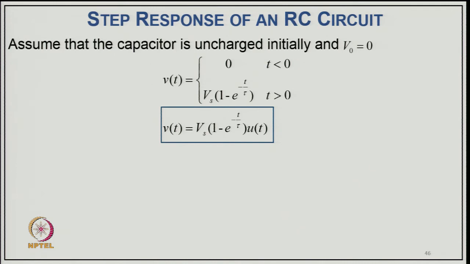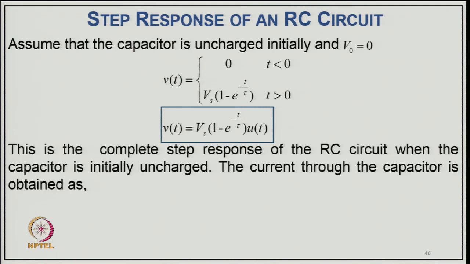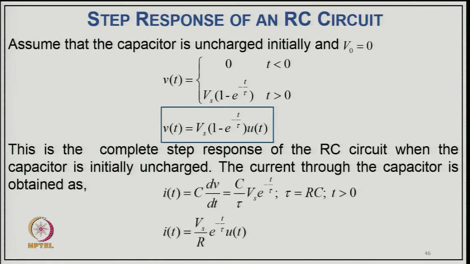In terms of the step response function, this is the response of the circuit when the capacitor is completely discharged. So, this is the complete step response of the RC circuit. The current through the capacitor is obtained as i(t) equal to C dV by dt, which is C upon tau Vs e to the power minus t upon tau, where tau is RC, for t greater than 0. This i(t) will be equal to Vs upon R e to the power minus t upon tau u(t), the current flowing through the circuit after t greater than 0.